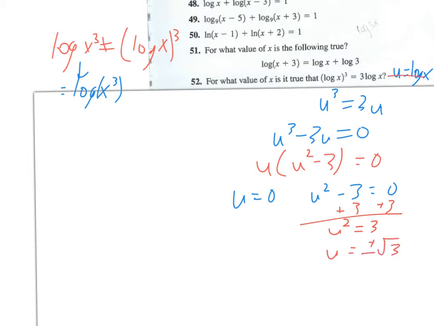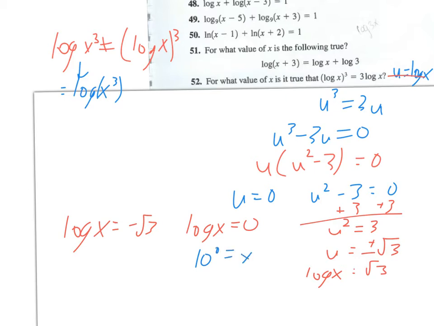So now I would reinsert u back in according to my u substitution. So this one says log x equals 0, and then this one says log x equals rad 3, and then I'm actually going to do it again over here as log x equals negative rad 3. So I'm going to do that twice. So now I'm going to switch all of these into exponential form. So this one would be 10 to the 0 equals x. So then obviously x equals 1 is one of our answers.